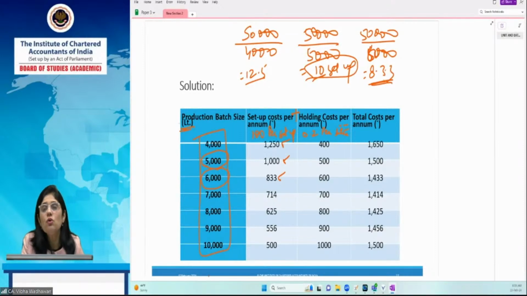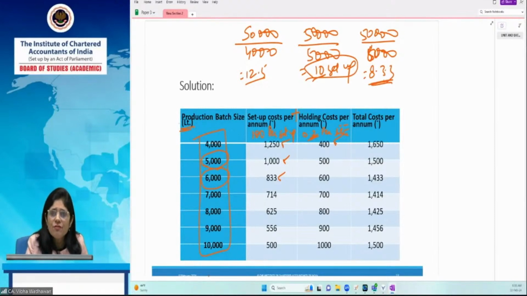Now coming to holding cost. Holding cost, how we calculate? Half of the batch size into carrying cost per unit per annum. So the batch size is 4,000. Half of batch size is 2,000 into 12, into 0.2. It's 400. Clear? Half of the batch size into 0.2 is 400.